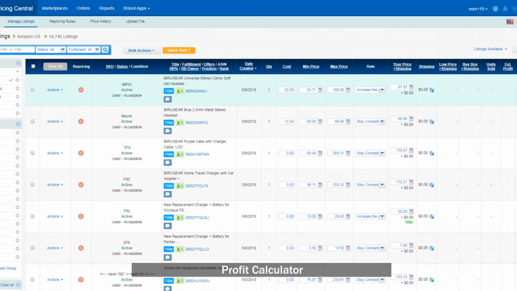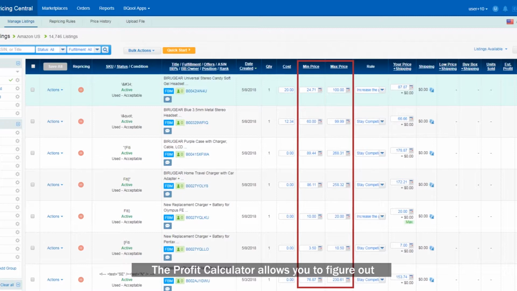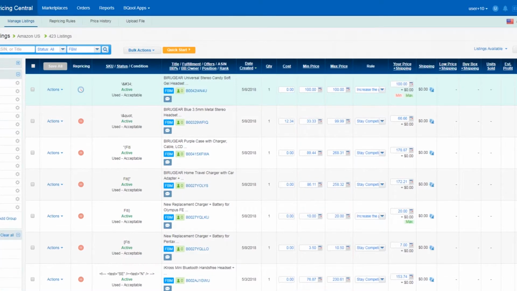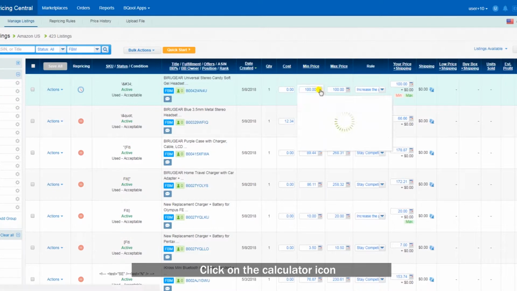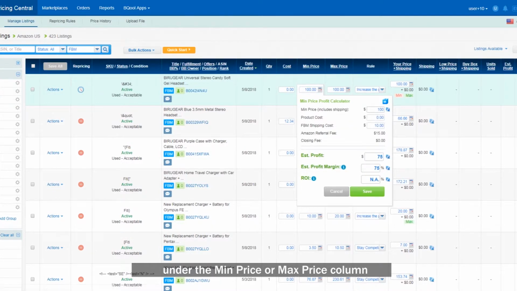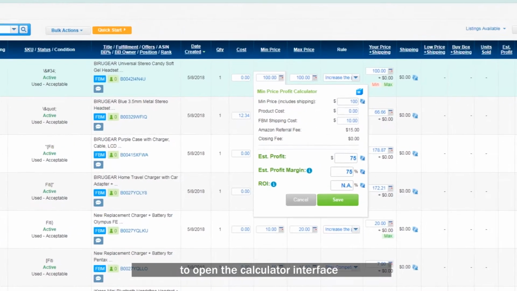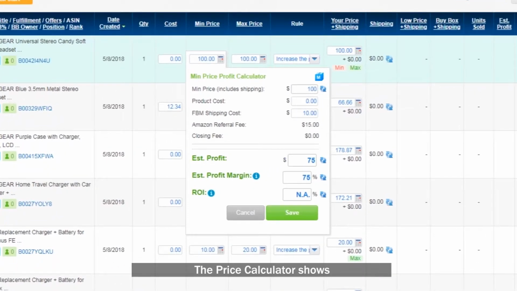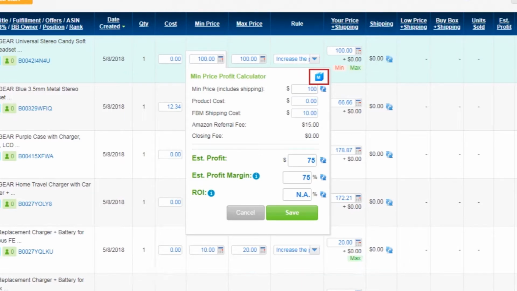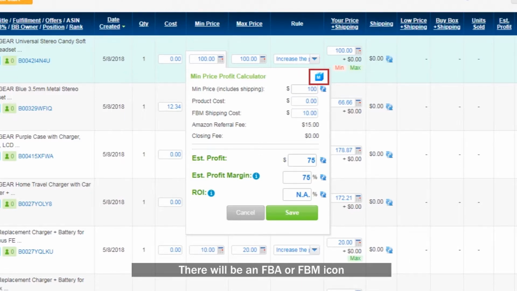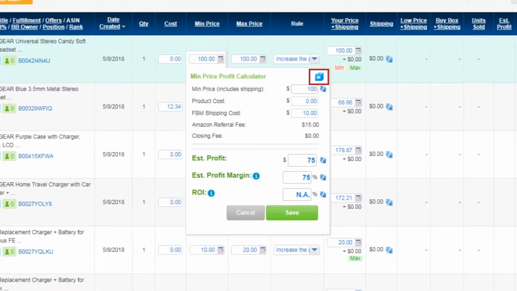Profit calculator. The profit calculator allows you to figure out what your minimum and maximum prices should be. Click on the calculator icon under the min price or max price column to open the calculator interface. The price calculator shows the following information. Fulfillment. There will be an FBA or FBM icon indicating the fulfillment type for this listing.